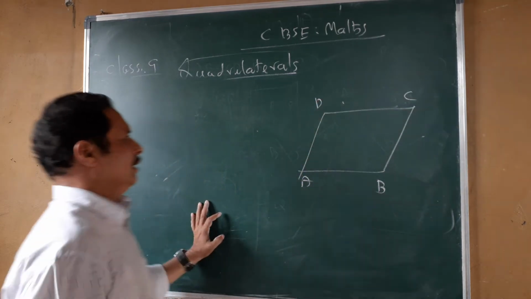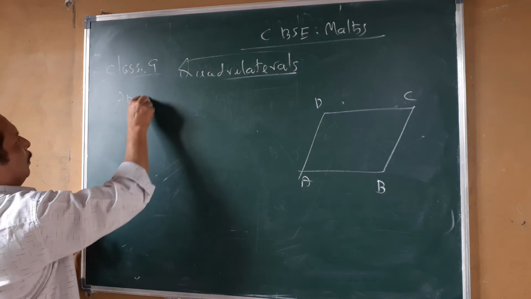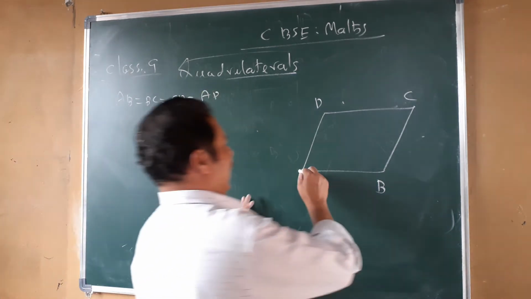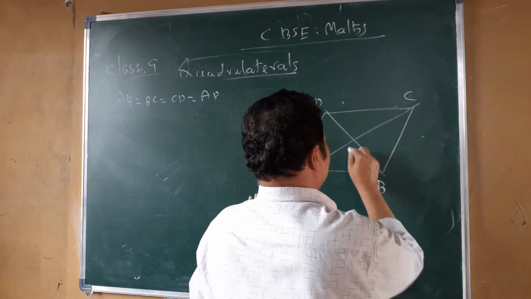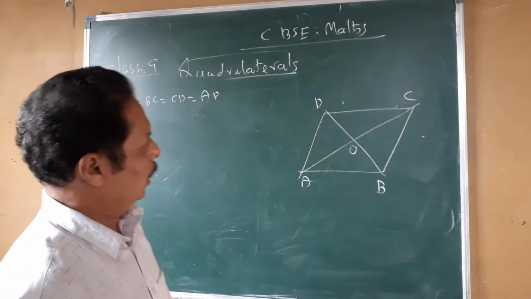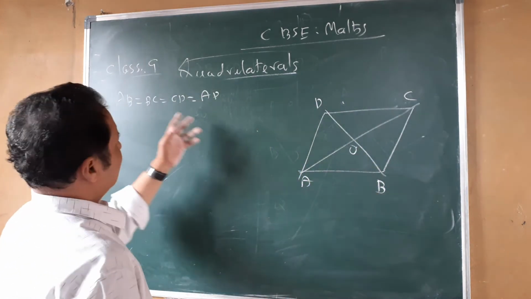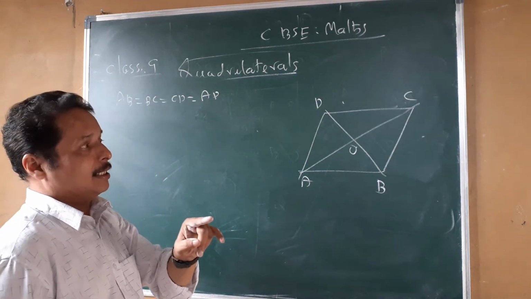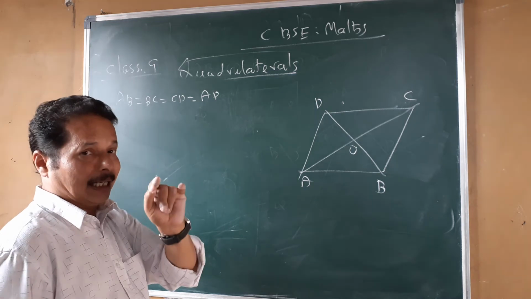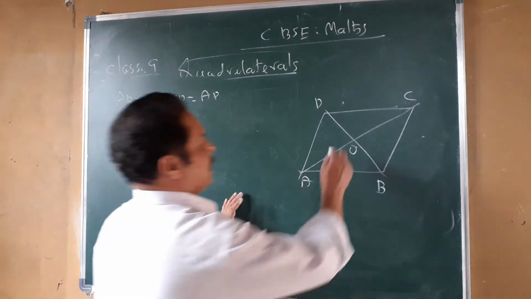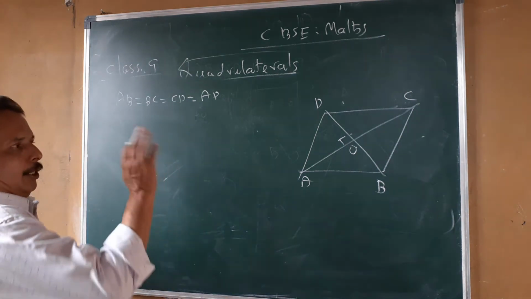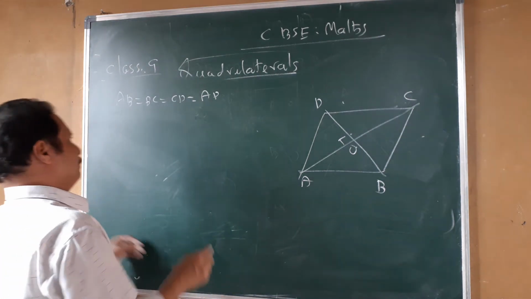Now in the figure, ABCD is a rhombus. Rhombus means four sides are equal. The diagonals are AC and BD, which intersect at O. We want to prove that AC and BD are perpendicular bisectors, meaning they bisect each other at an angle of 90 degrees. That means this angle is 90. We want to prove that. Are you ready? Now you know already it's a parallelogram.